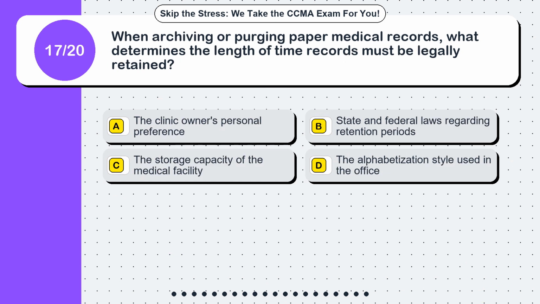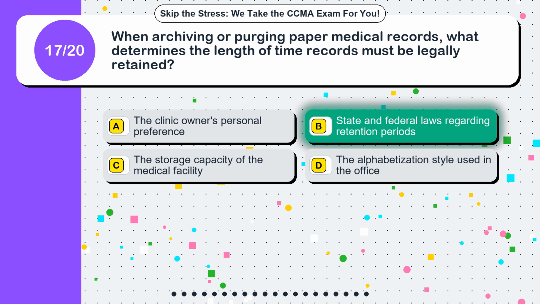Question 17. When archiving or purging paper medical records, what determines the length of time records must be legally retained? Option A. The clinic owner's personal preference. Option B. State and federal laws regarding retention periods. Option C. The storage capacity of the medical facility. Option D. The alphabetization style used in the office. The correct answer is option B. State and federal laws regarding retention periods.